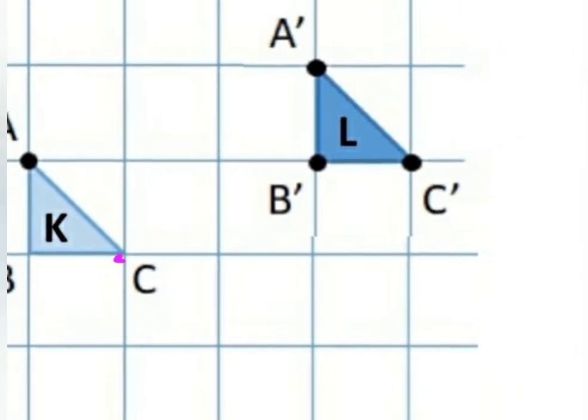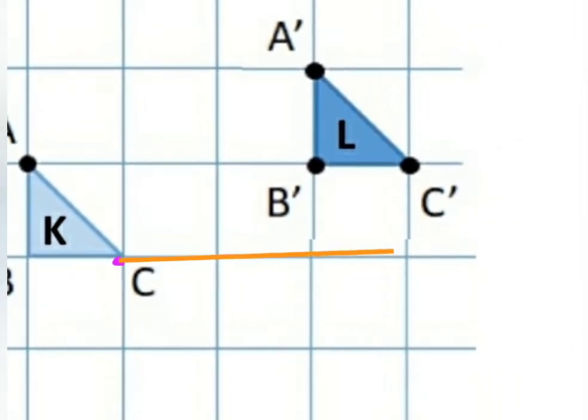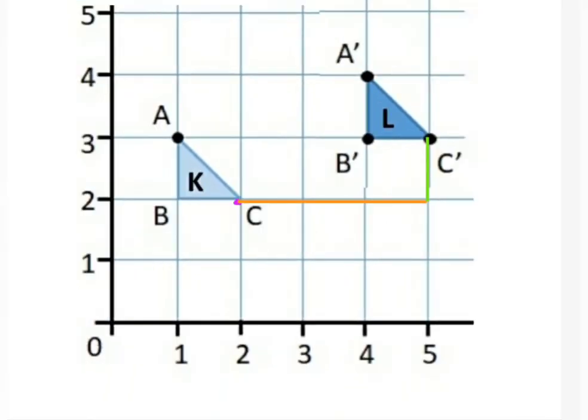First, we talk about the horizontal movement, so we make a line horizontally like this. And then we talk about the vertical movement, so we make a vertical line like this. Now, we're going to describe this movement in something we call a translation vector, or vector of translation.